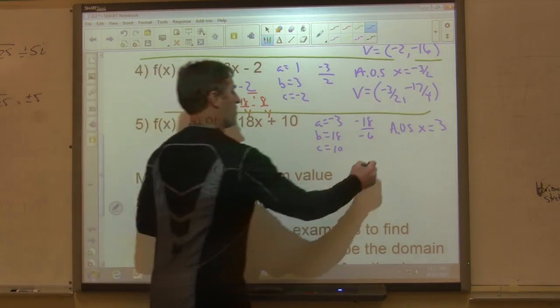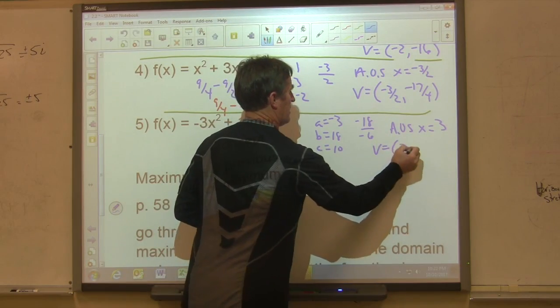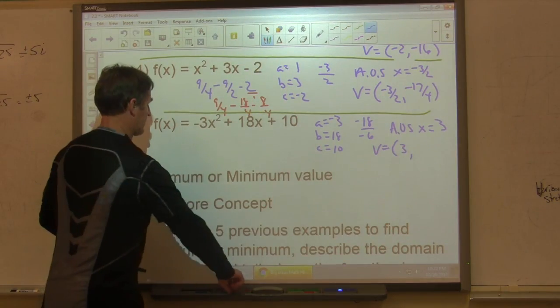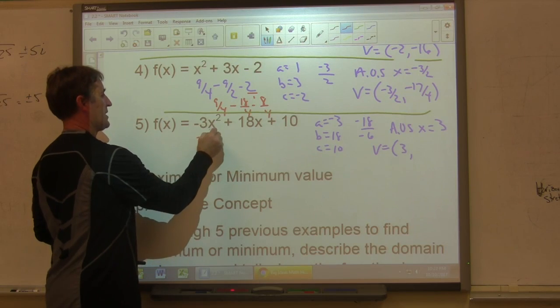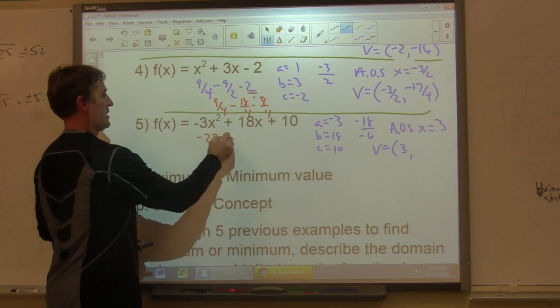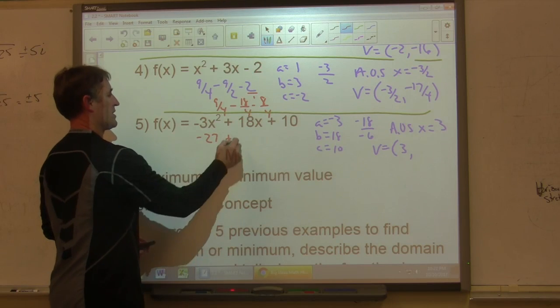And now we simply, for our vertex, plug in 3. 3 squared is 9. 9 times negative 3 is negative 27. 18 times 3 is 54.